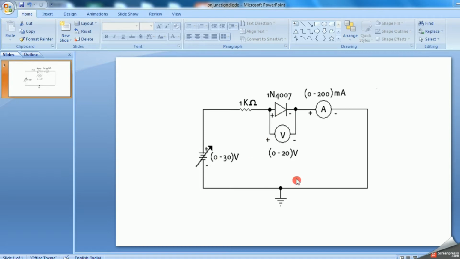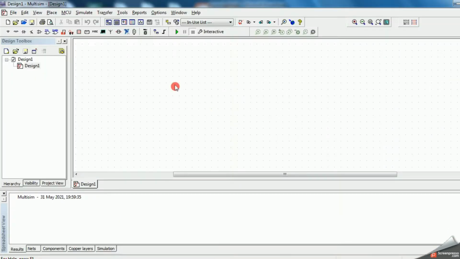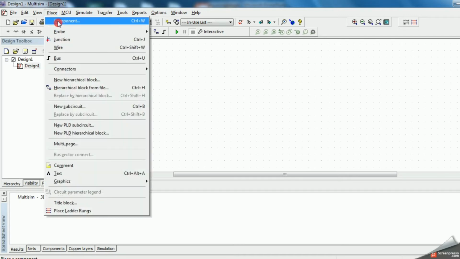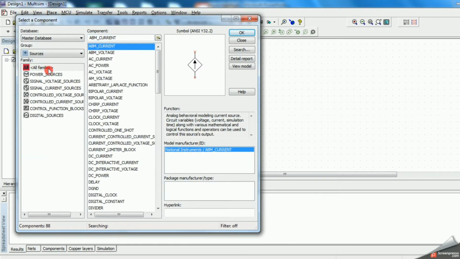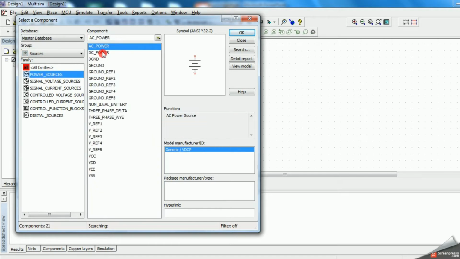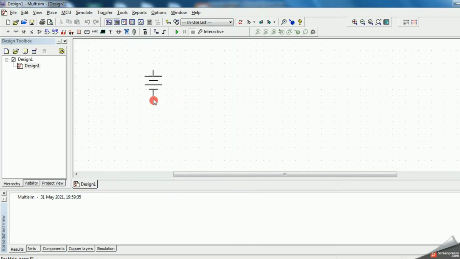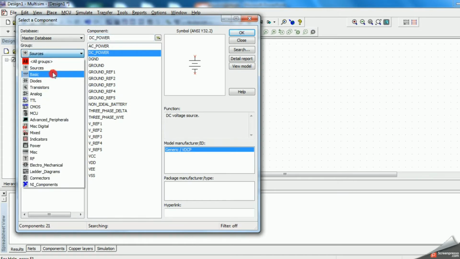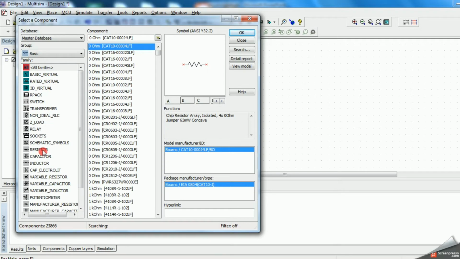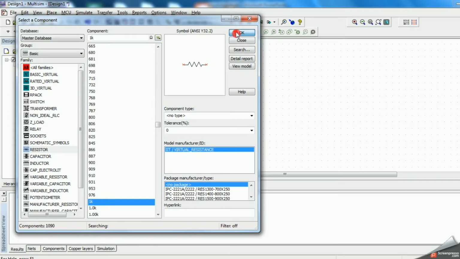Now let's build this PN junction diode circuit on Multisim. By default, this Design 1 template is available. Place, component, sources, power sources, DC power. Okay. Next is the resistor. The resistor is available in the basic group. Resistor. Okay.